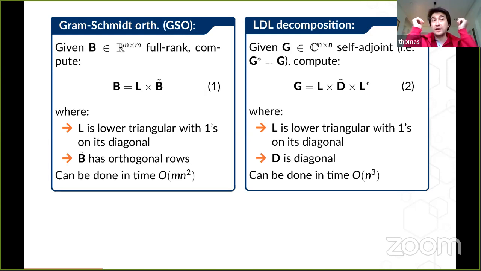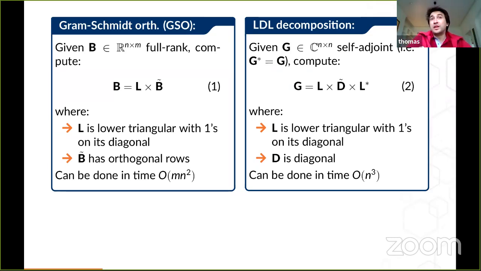Matrix, the condition is that L should be lower triangular with ones on the diagonal, and B should have orthogonal rows. And there are many algorithms which allow us to do that in time big O of M n squared.